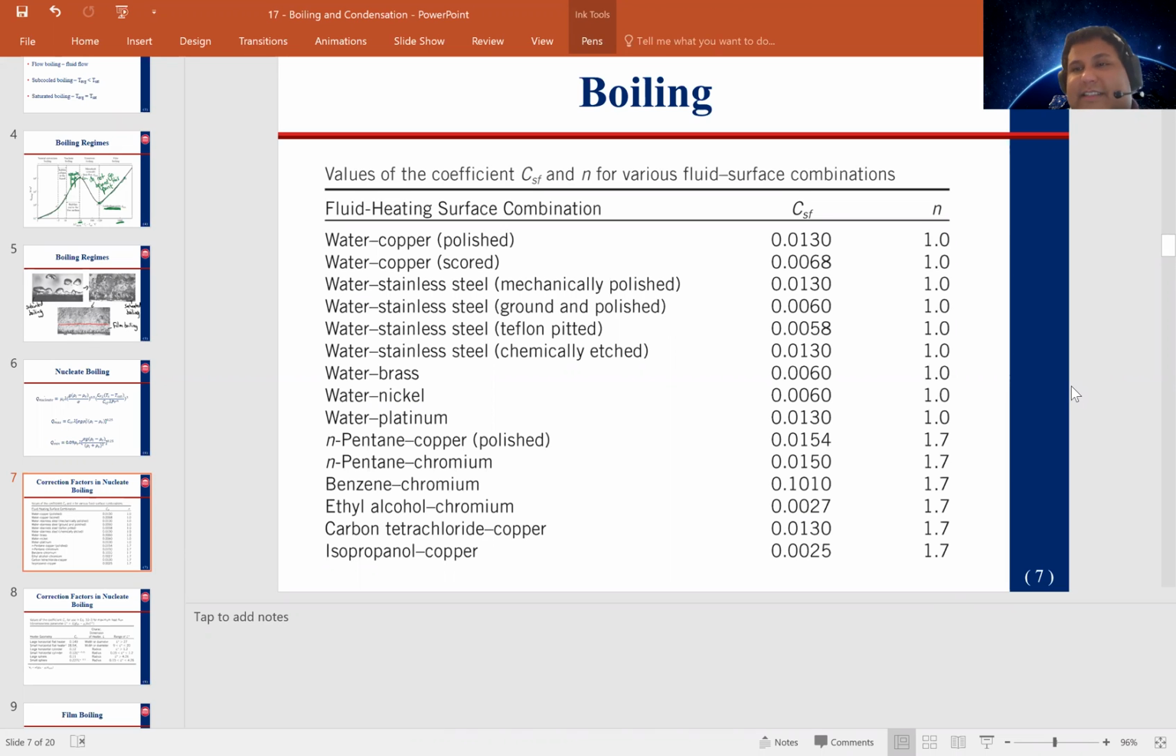Everything else is just essentially a function of the liquid itself. And these effectively describe that solid fluid combination and the ability that nucleation sites exist and bubbles will form at that solid liquid interface.